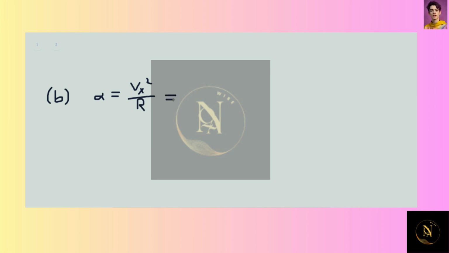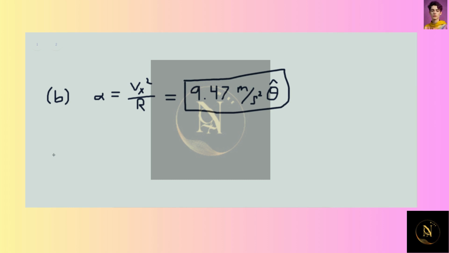Well, we just found v of x. Plugging that value into this expression, we find that this is equal to 9.47 meters per second squared. And this is in the radial direction, or the theta hat direction. That's meters per second squared there. We can box that in as our solution to B.